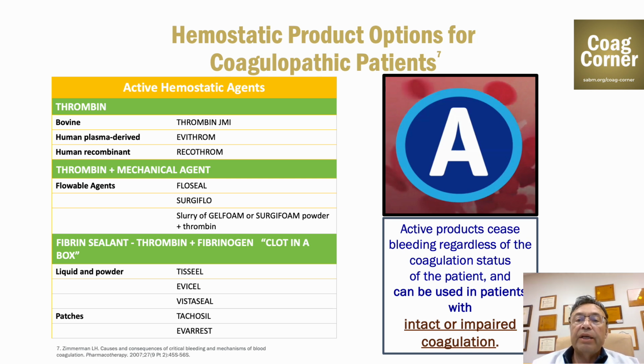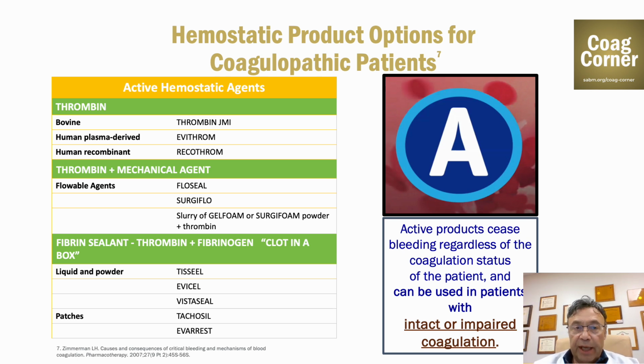The second type of agent is an active agent, and this is mostly thrombin, and these can be combined with a mechanical agent such as in FloSeal or Surgiflo, and even be combined not only with thrombin but with fibrinogen as well, or what we call fibrin sealants.